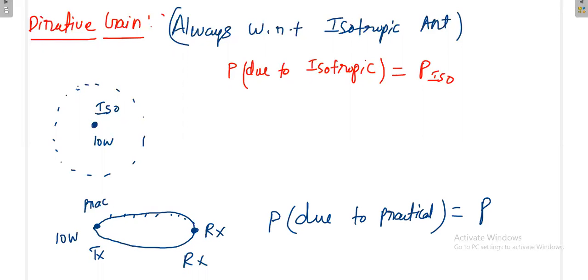Tell me, sir, in which case will I get more power? Second one. Without any doubt it is very clearly the second one, because this is also radiating 10 watt, but it is radiating only in a specific direction. Please think of it like this, sir. You take an ordinary light bulb.